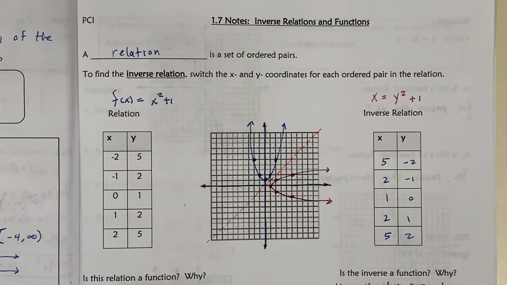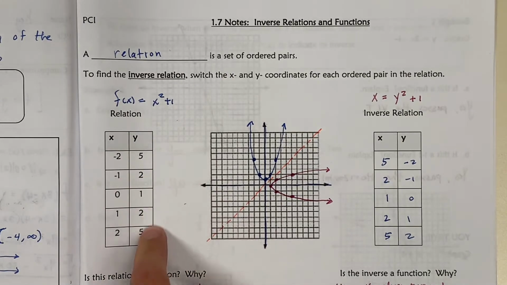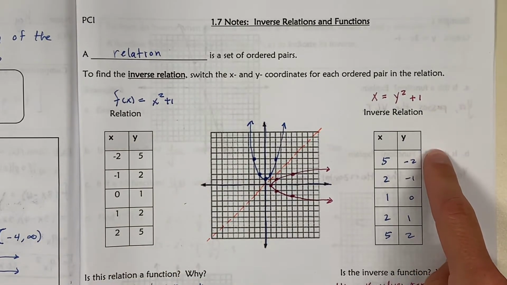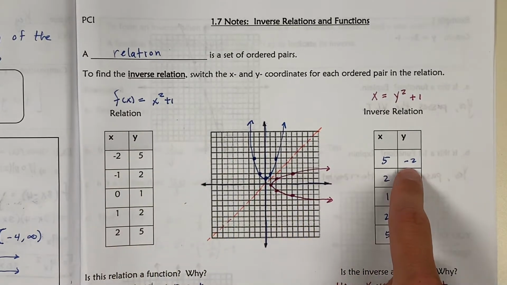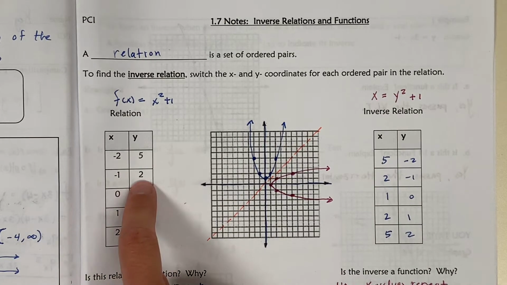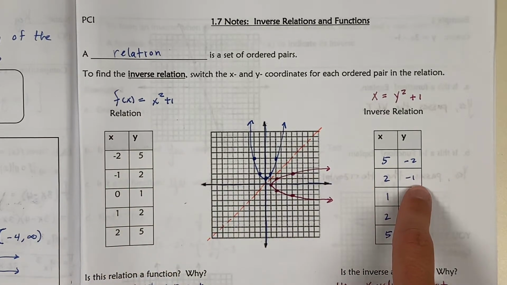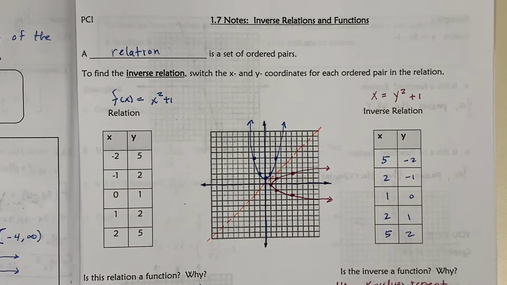Now, to find the inverse relation, you take each ordered pair for the original and you switch all of the x and the y values. So -2, 5 becomes 5, -2. -1, 2 becomes 2, -1. 0, 1 becomes 1, 0, and so forth.